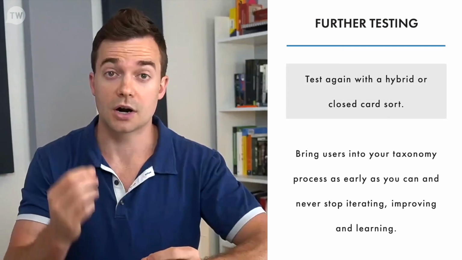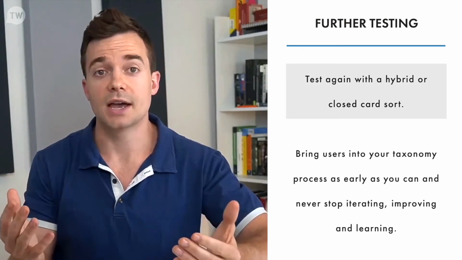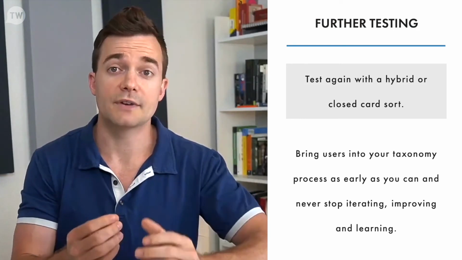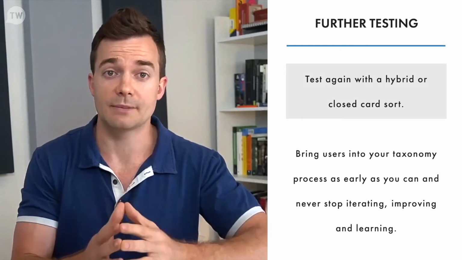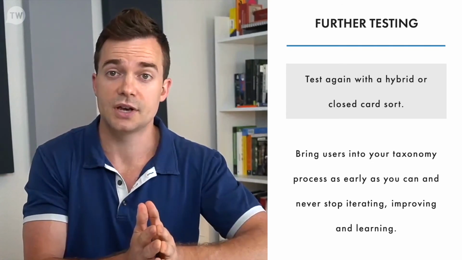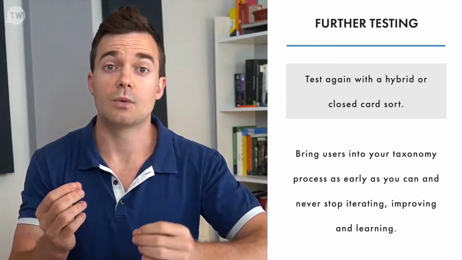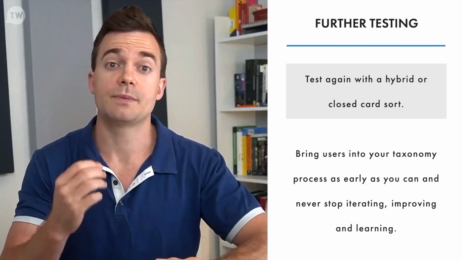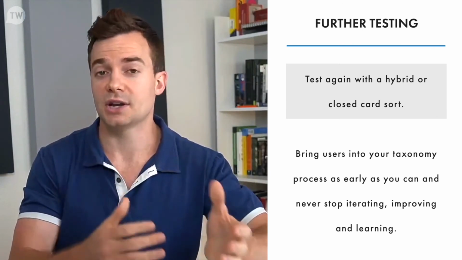Another way to test your taxonomy thinking is to run another card sort. However, this time, a hybrid or a closed card sort might be more suitable. A closed card sort would be useful if you've got evidence to suggest that your group labels are making sense to users, but you're not 100% sure what belongs in each group. A hybrid card sort will let you go one step further and tell you if your content does in fact fit within those labels, and if not, you'll also pick up some new ideas to iterate your taxonomy further.